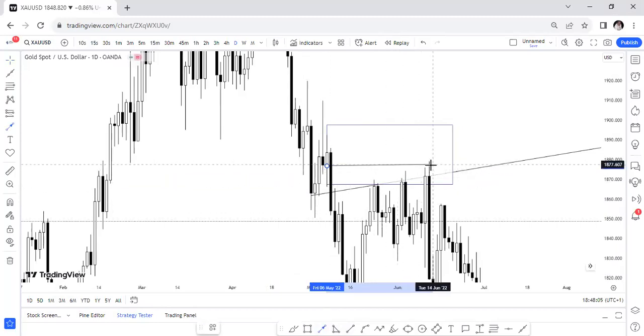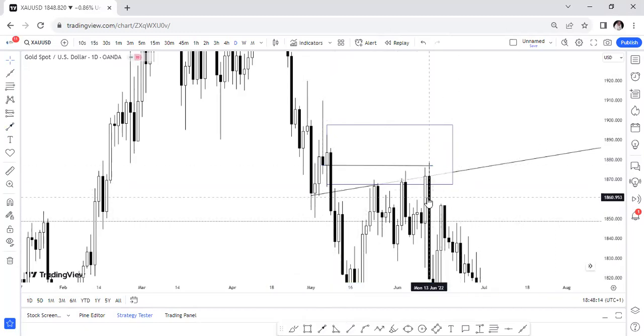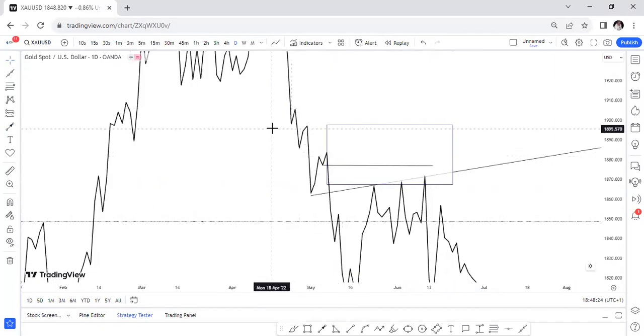like this, and this is a good fresh level of an SNR above the trend line. That gives you a very good point of sell, right? A very good point of sell.